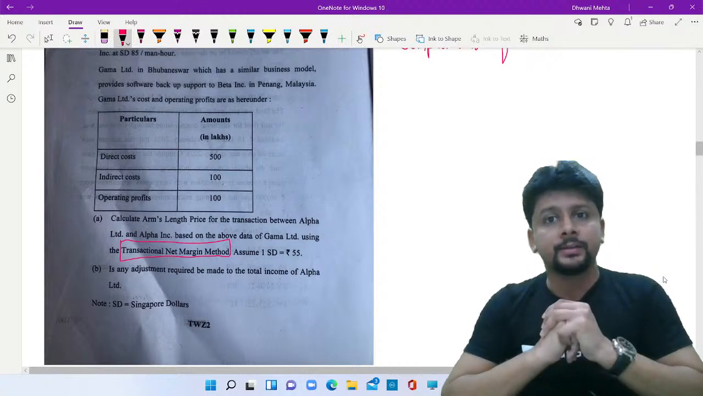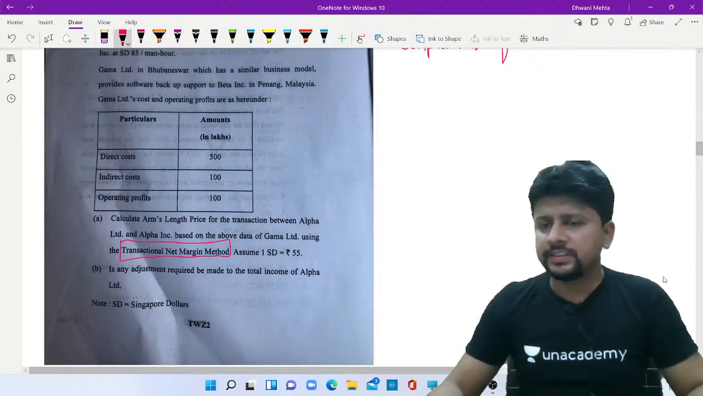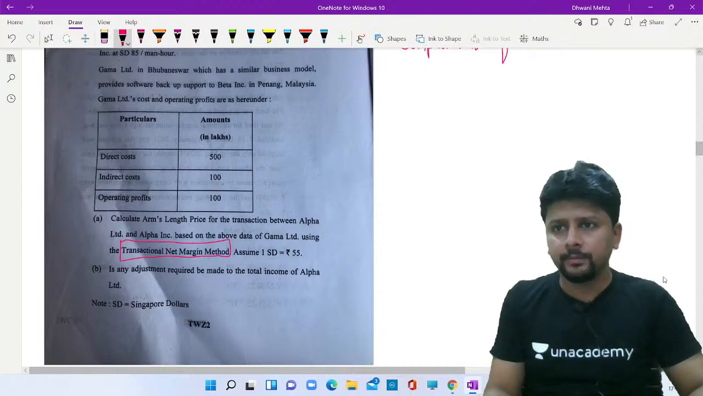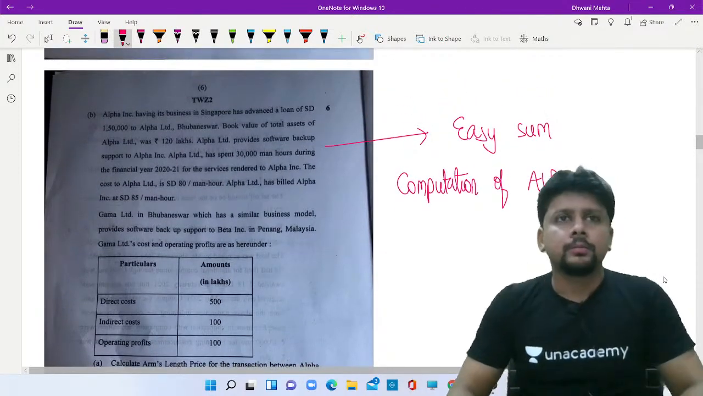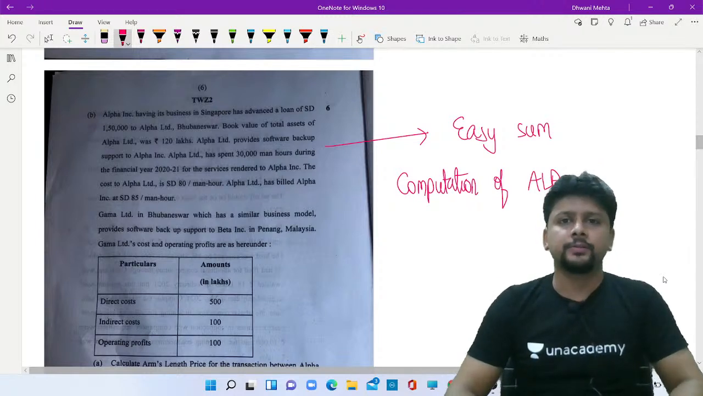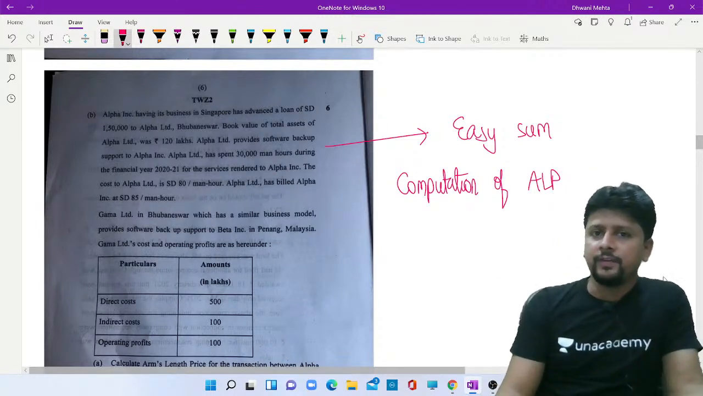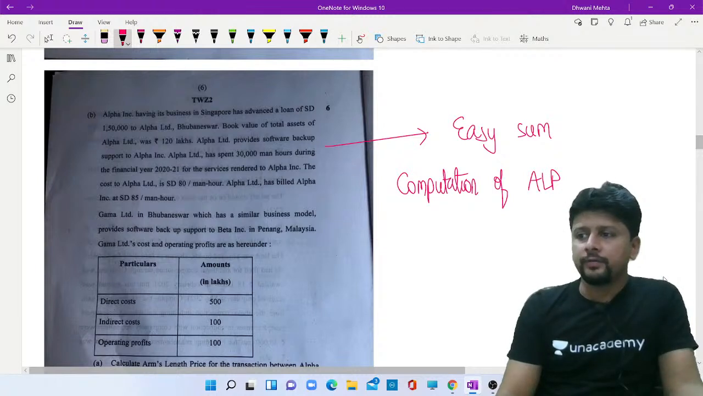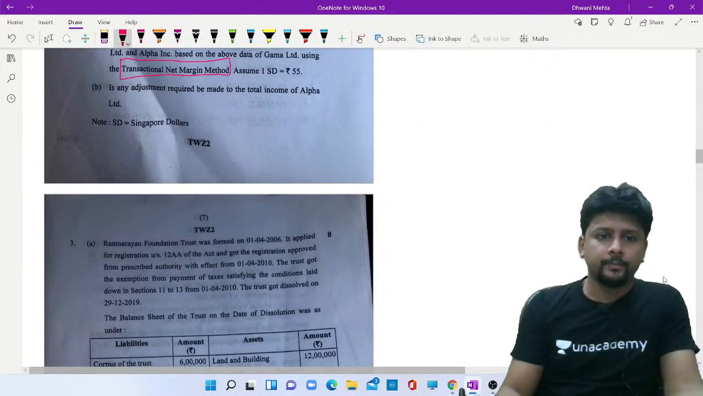The transactional net margin method itself was given to you, and it was quite simple to tackle this sum. Generally, transfer pricing is something that students don't leave out as an option. It is one of the main chapters of international taxation. So this is something where I feel every student would have easily solved. A standard sum, in fact, more than standard, quite simple to tackle.